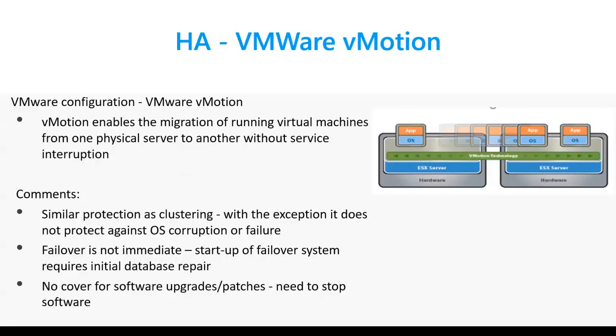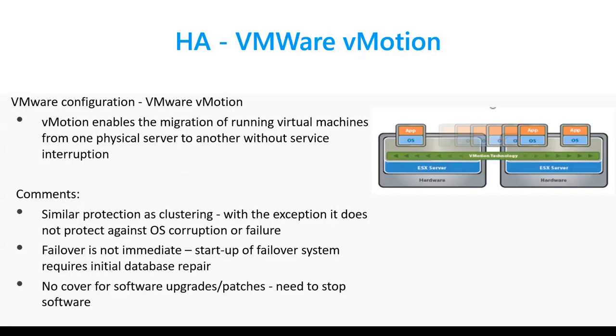The next one is vMotion. That's been around for many years now, and that enables the migration of a running virtual machine from one physical server to another without service interruption. It provides similar protection to OS clustering, with the exception that it does not protect against OS corruption or failure. Again, like with clustering, failover is not immediate, and there is a requirement for the initial database repair, and also there is no software upgrade patches cover.